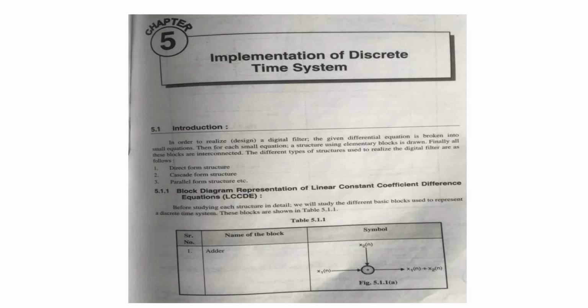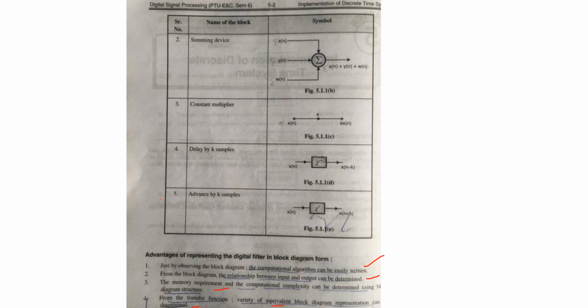And to draw the block diagram, the blocks are like this: adder block. This is the symbol of the adder. The other blocks are summing device. This is the symbol of the summing device. Constant multiplier. This is the symbol of the constant multiplier. Delay by k samples: you have to write z raised to power minus k. And advance by k samples: you have to write z raised to power k.